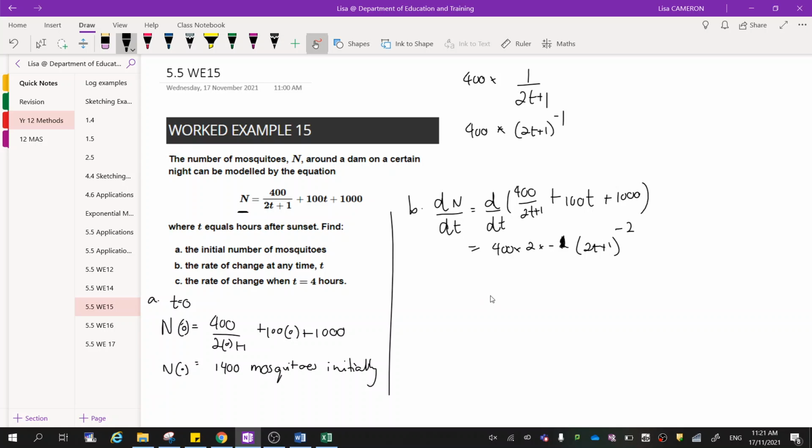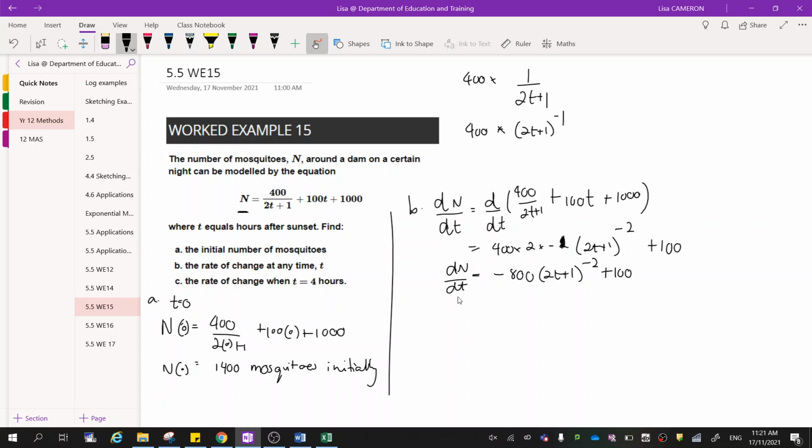Okay, so now I have derived it. And then this part here, I'll have plus 100 because we take the t from there. So 400 times 2 makes 800, times negative 1 is negative 800, (2t plus 1) to the power of negative 2, plus 100. So that is the derivative of that function with respect to t. This will give me the rate of change at any time in the function.